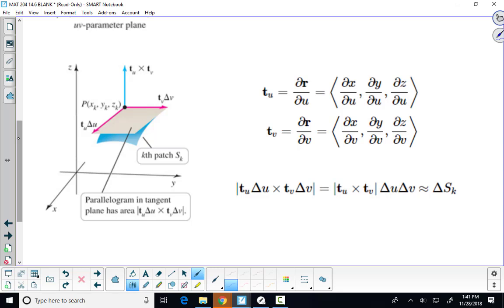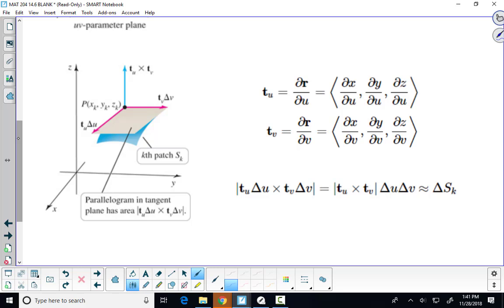And what we can do at our point of tangency, we can create a partial derivative vector in the v direction and a partial derivative vector in the u direction. These may or may not line up with x and y, right? Because the uv plane, the parameter plane, is different than the xy plane.